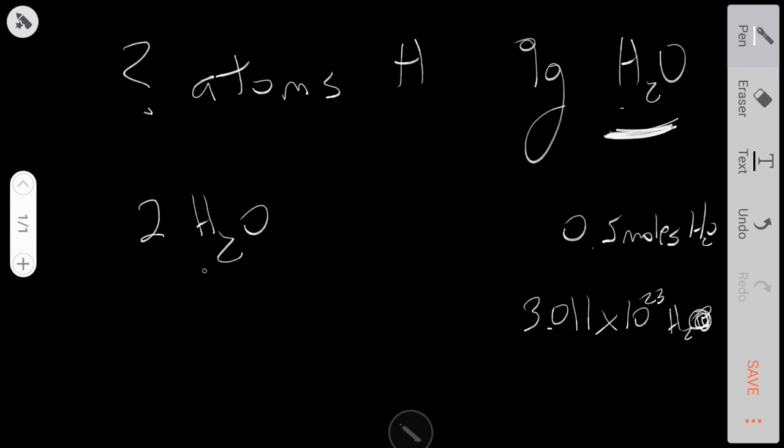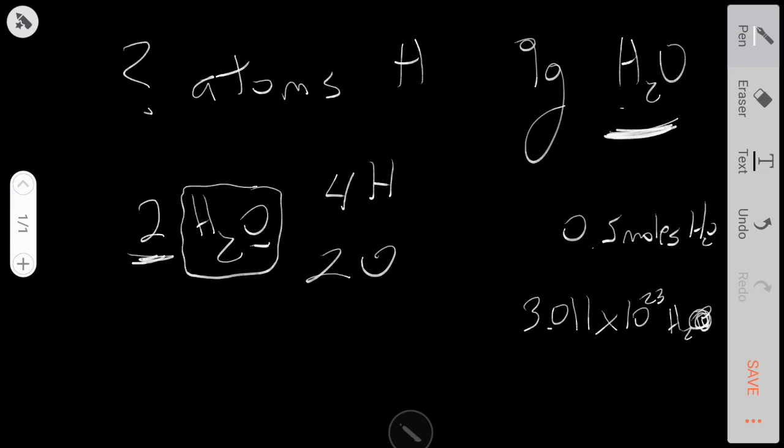You have to multiply it by 2, because in one H2O, I have 2 hydrogen and 1 oxygen. But I'm telling you I have 2 of them, so you have to multiply hydrogen by 2, this 2, and oxygen by 2. So that gives me 4 hydrogen and 2 oxygen. I don't have 2 though. I have this many.